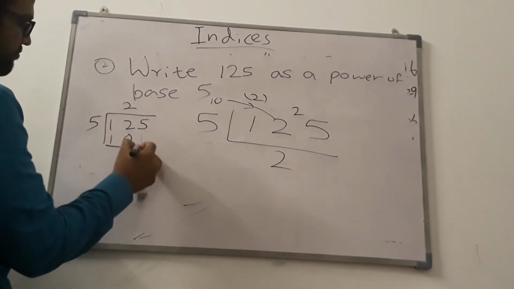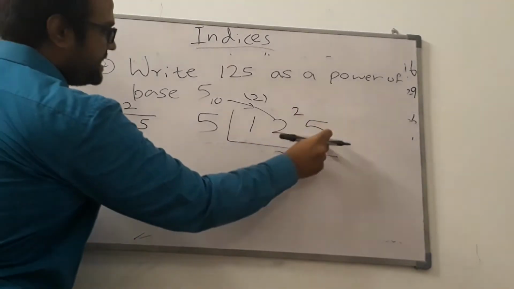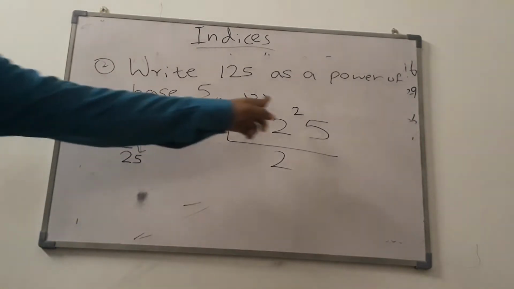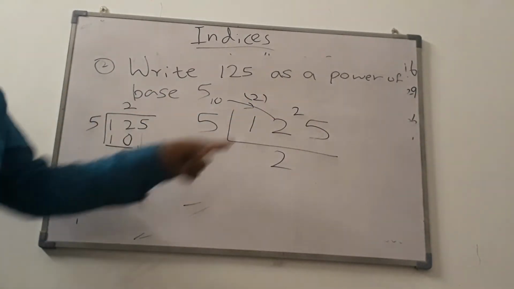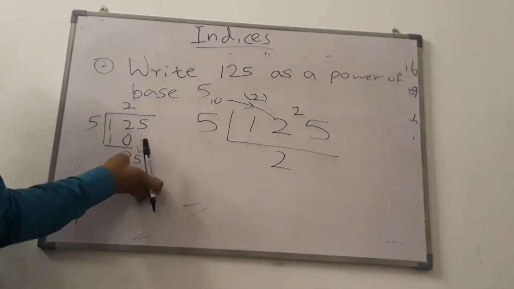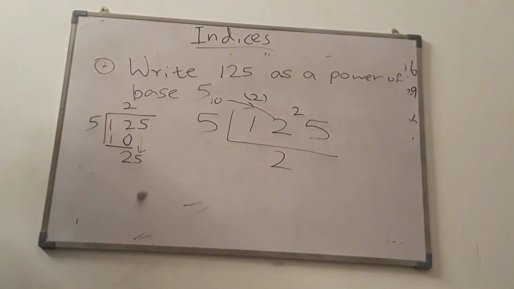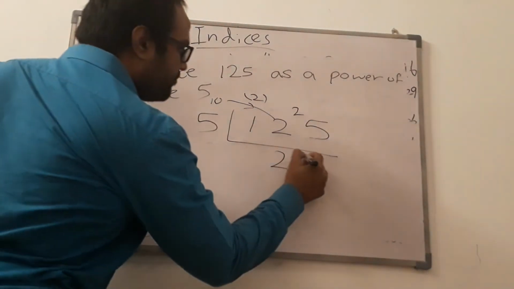Now I am going to take 5 down. Same as here, I combine this 5 with 2. Okay, 2 and 5 combined means it is 25. Here also you can see 25. Now we have to check how many 5s are there in 25. That is 5 again.